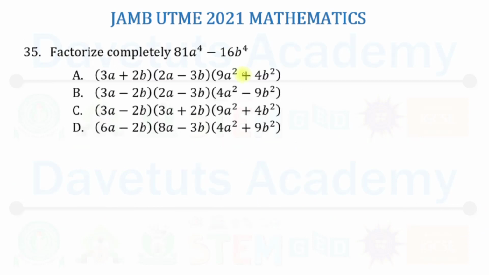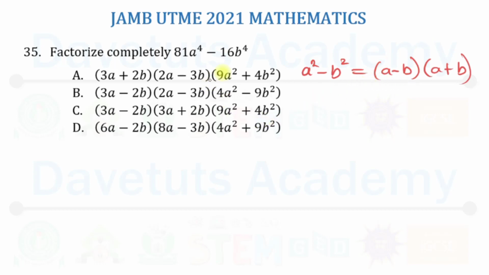Here in this question, we have to factorize completely 81a raised to power 4 minus 16b raised to power 4. Now, this is where you need to be quite observant. Looking at these terms and at the options, there is a hint that this is a difference of two squares, in which a square minus b square is nothing but a minus b multiplied by a plus b. This is the difference of two squares.